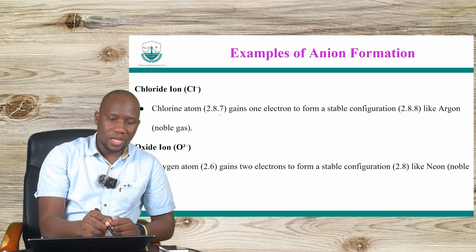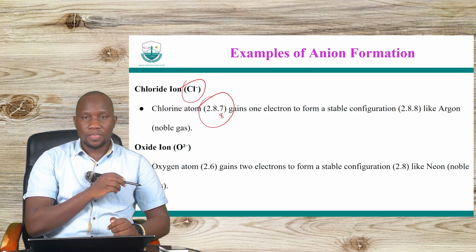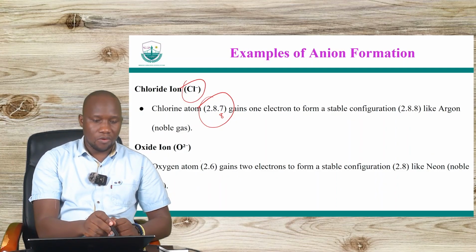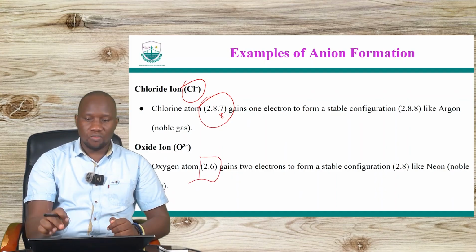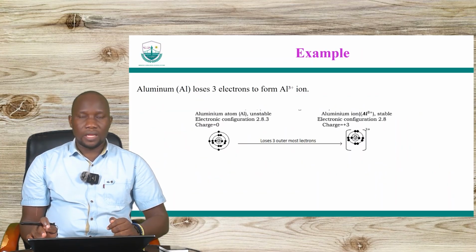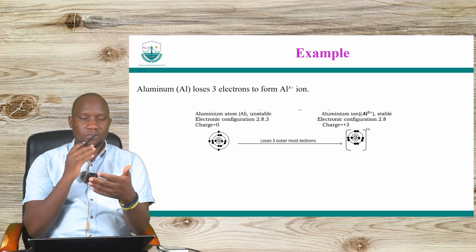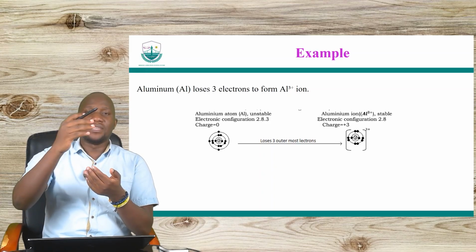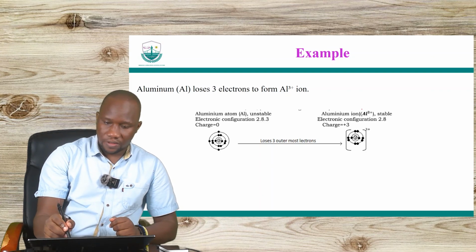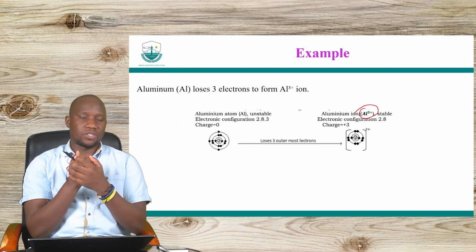So if this one gains 1, then this will be 8. So it gains the noble gas configuration. The same to oxygen. It will gain 2 for it to have the noble gas configuration. Right? Yes. The same to sodium. Aluminium, it will have to lose 3 electrons. It is a metal. Lose 3 electrons, become positively charged.